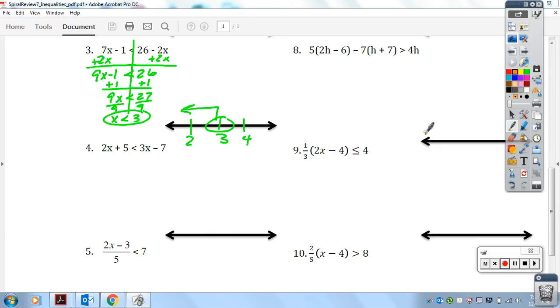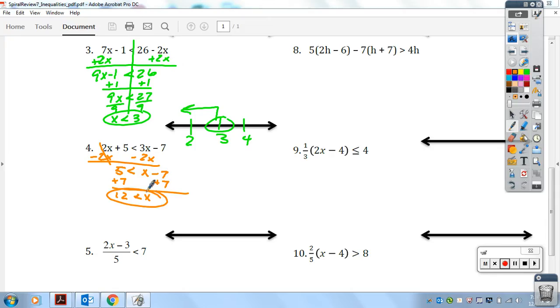Number 4, again, variables on both sides, but first thing I have to do is clean up this side. Is there any distributive property or cleaning up I can do? No, then I'm done with step 1. Step 2 is deal with the fact that there are variables on both sides. Subtract 2x, subtract 2x. 5 is less than x minus 7. 3x minus 2x is 1x. Add 7. x is on the big side of 12.